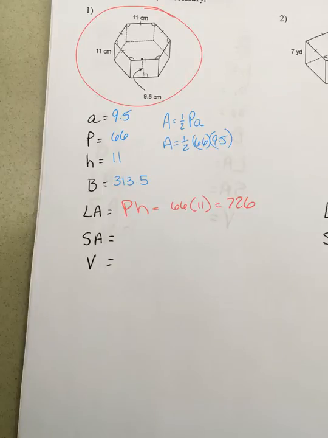Total surface area, the formula is pH plus 2B, right? Didn't we just find pH? So T equals 726. We already found pH. Plus, so now we have to find 2 times B, but we already found the B. The B was what? 313.5, right? So put all of that in your calculator.